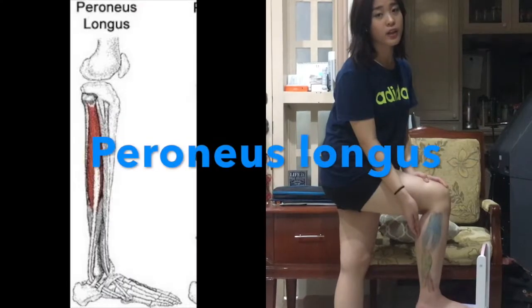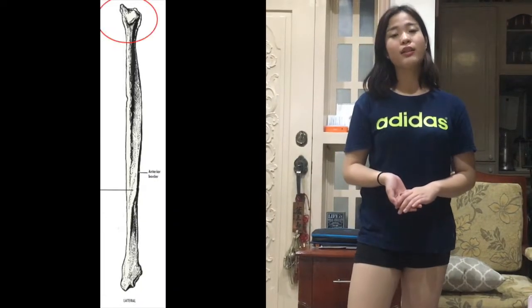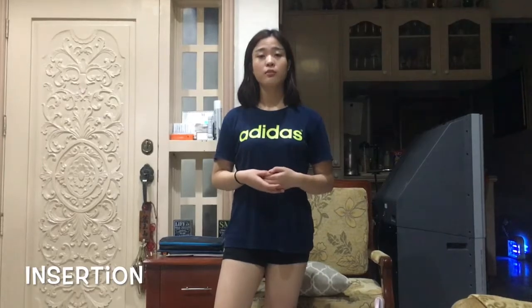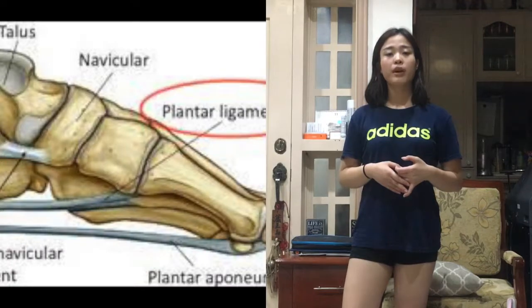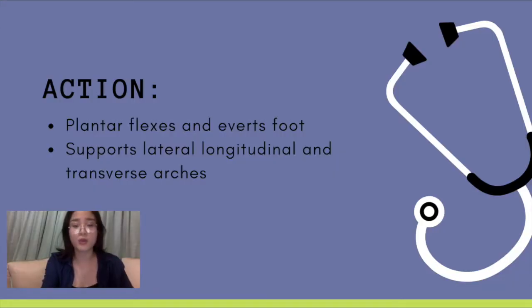The blue marking is the peroneus longus. The origin of the peroneus longus is the upper 2/3 of lateral shaft of fibula, head of fibula, and lastly, the posterior tibiofibular joint. The insertions of the peroneus longus are the plantar aspect of base of first metatarsal, medial cuneiform, and passing deep to long plantar ligament. The action of the peroneus longus is that it plantar flexes and inverts foot, and it supports lateral longitudinal and transverse arches.